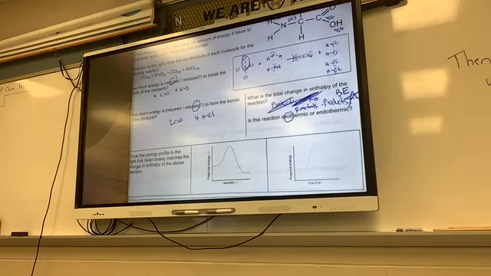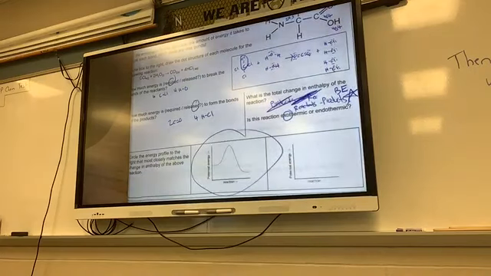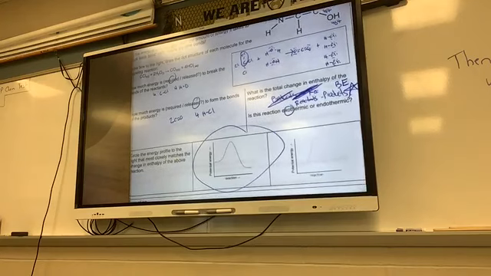Okay. Circle the energy profile to the right that most closely matches the change in enthalpy of the above reaction. It's exothermic. Which one is it going to be? First one.